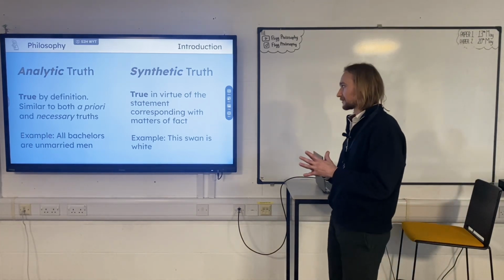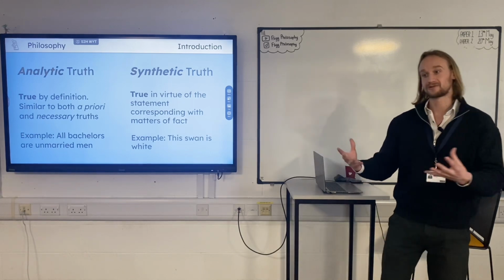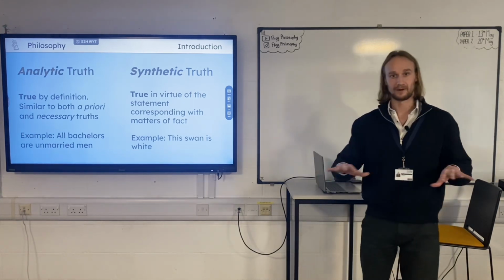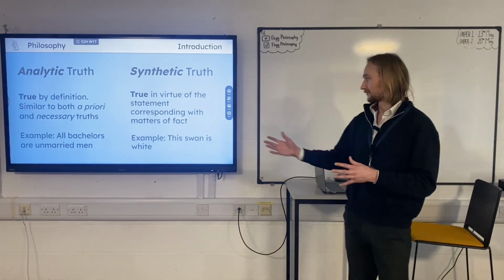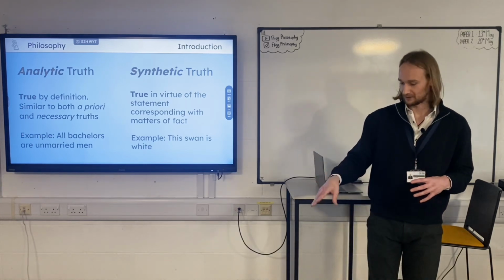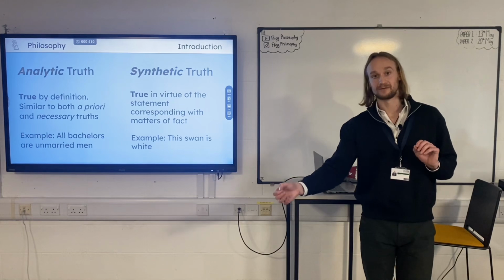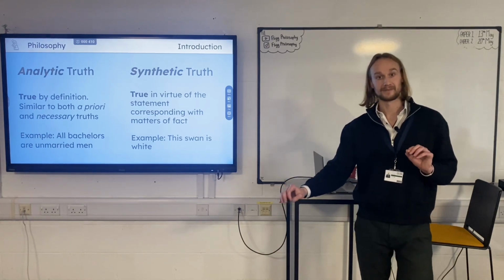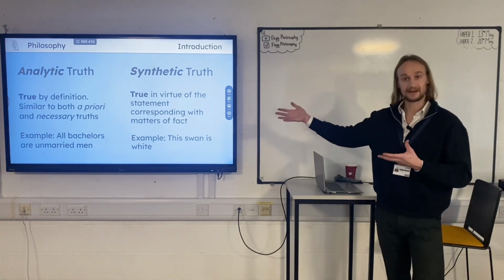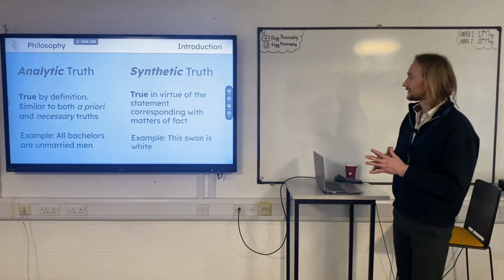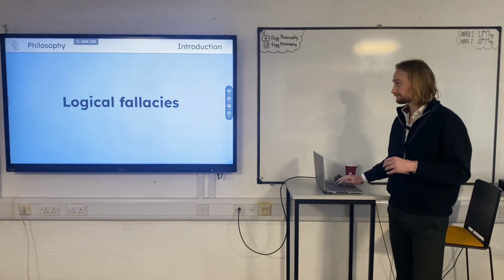A synthetic truth is where a statement is true in virtue of the way of the world as a matter of fact. For example, this swan is white. It's only true because the statement this swan is white corresponds to this one here being white as a matter of fact. And that's, again, kind of like an a posteriori or contingent truth.